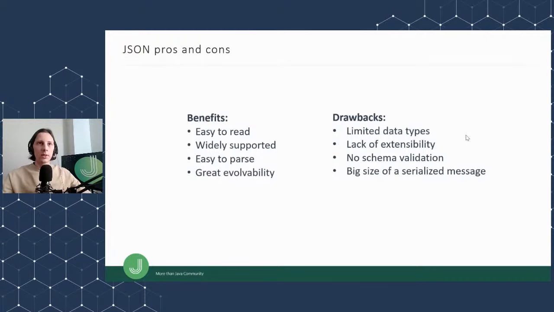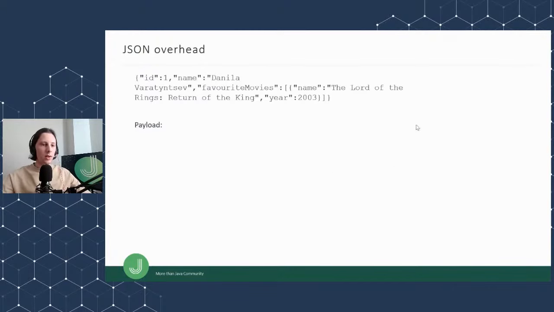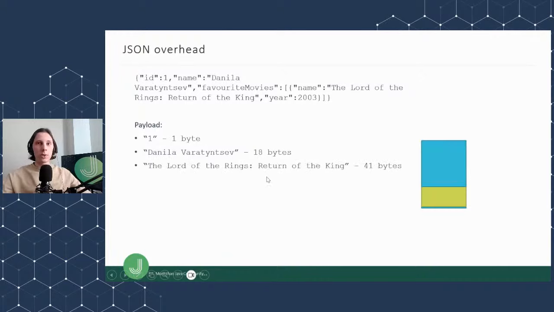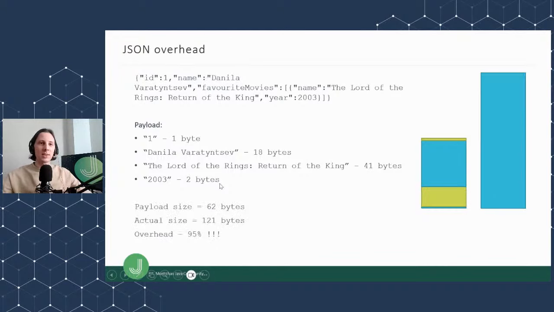Let's try to calculate the overhead of the JSON format in our case. So here we have a string in the JSON format. What is the payload in this string? We have number one, it's my ID. It can fit within 1 byte. Then my name, it's 18 characters, so 18 bytes. The name of the movie, 41 bytes. And the year when it was released doesn't fit in 1 byte, so it will be 2 bytes. So in total, it is 62 bytes.